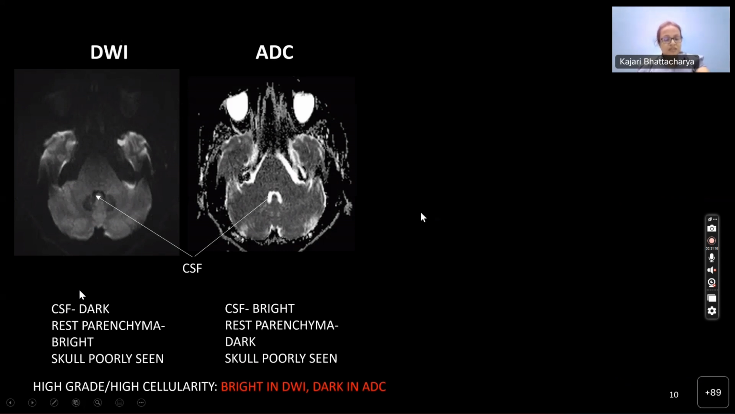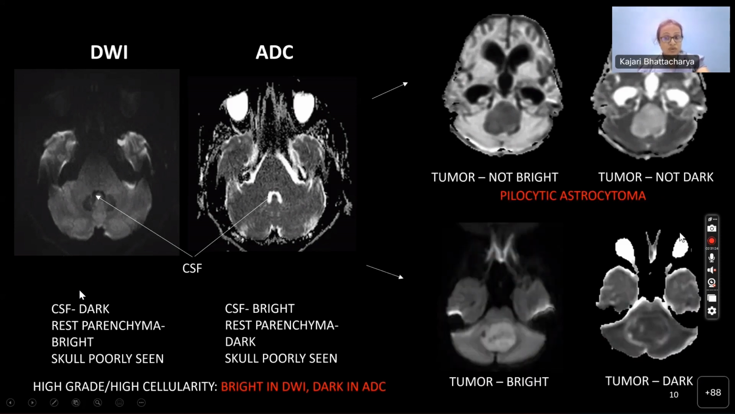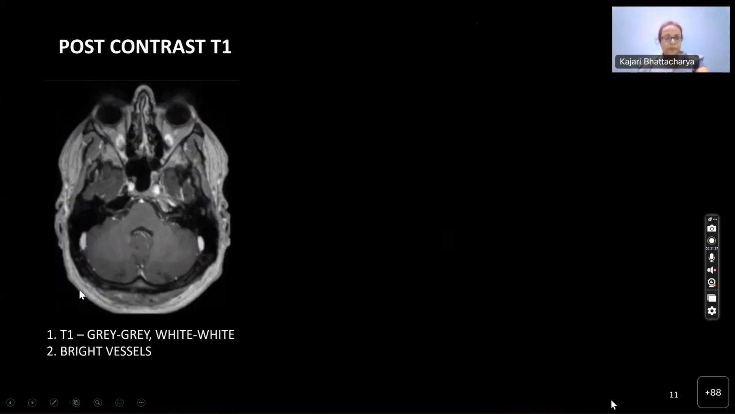Again, coming to the diffusion features, as I told, the lower grade tumor will not be diffusion restricting, as we can see here in this case. So pilocytic astrocytoma does not show diffusion restriction, whereas the medulloblastoma shows diffusion restriction. Therefore, it is bright on diffusion weighted imaging and dark on ADC. So therefore, it is showing diffusion restriction.